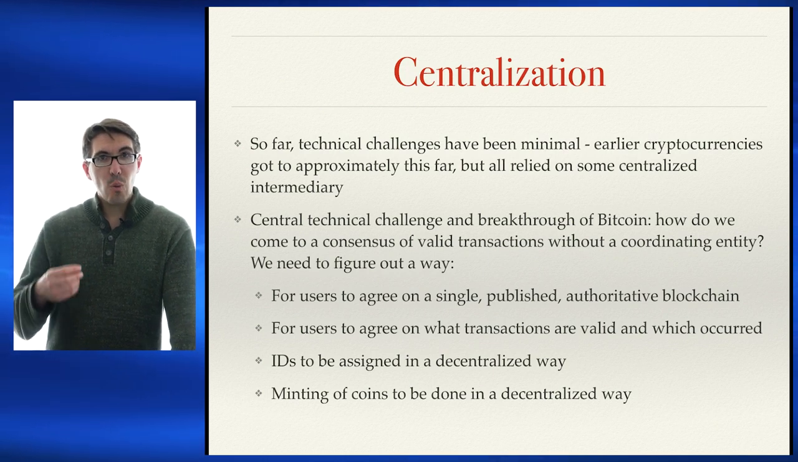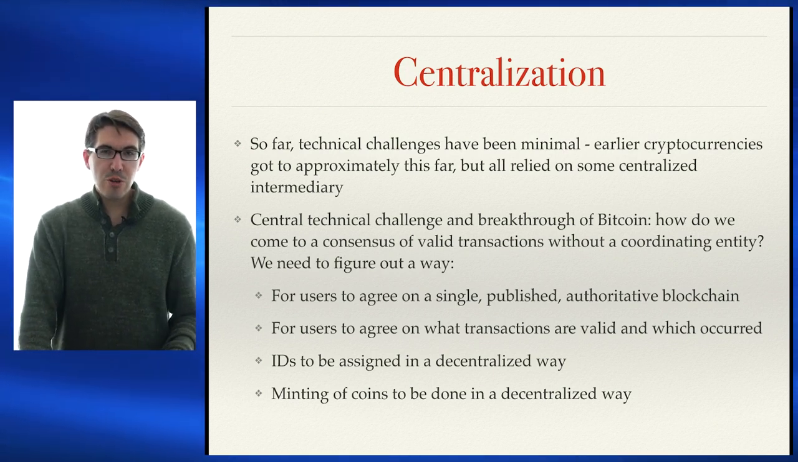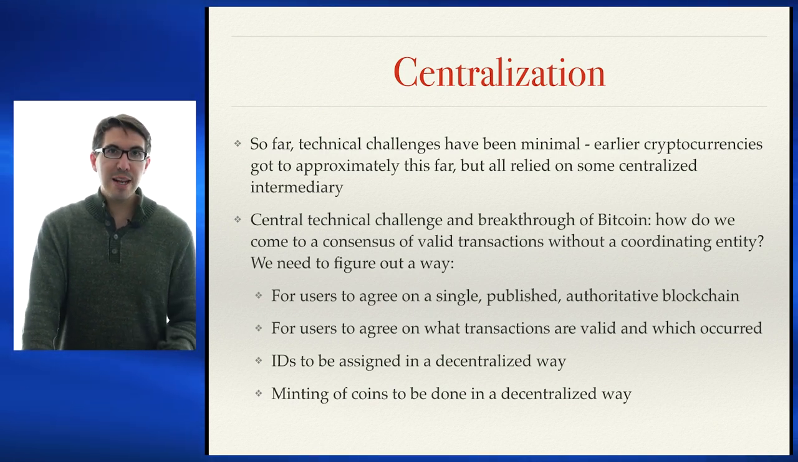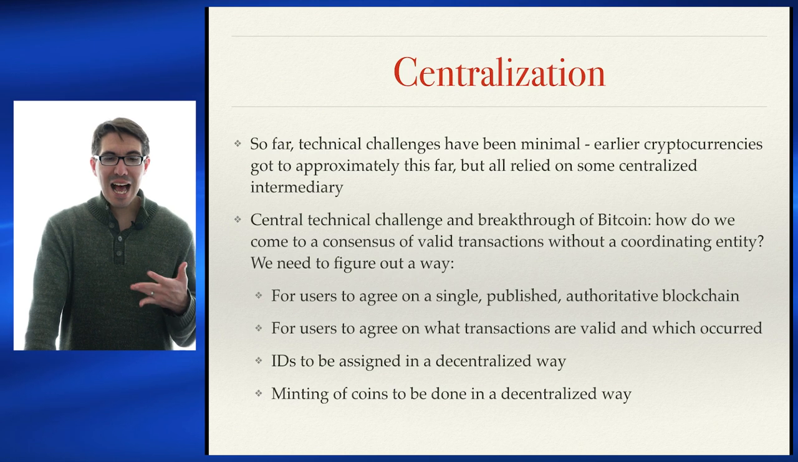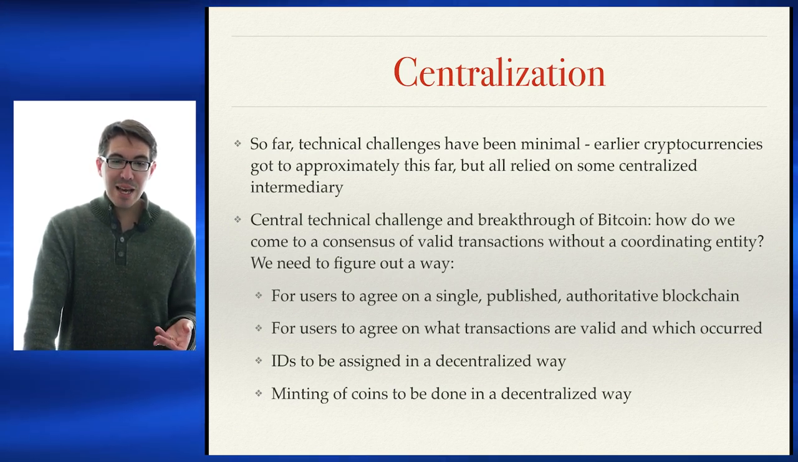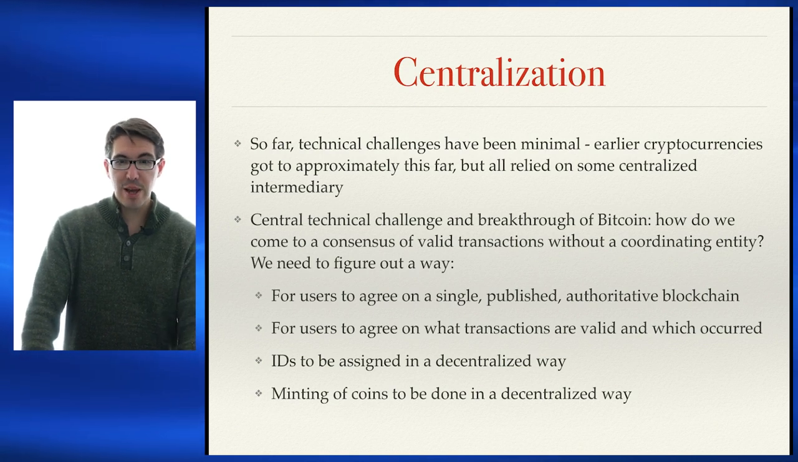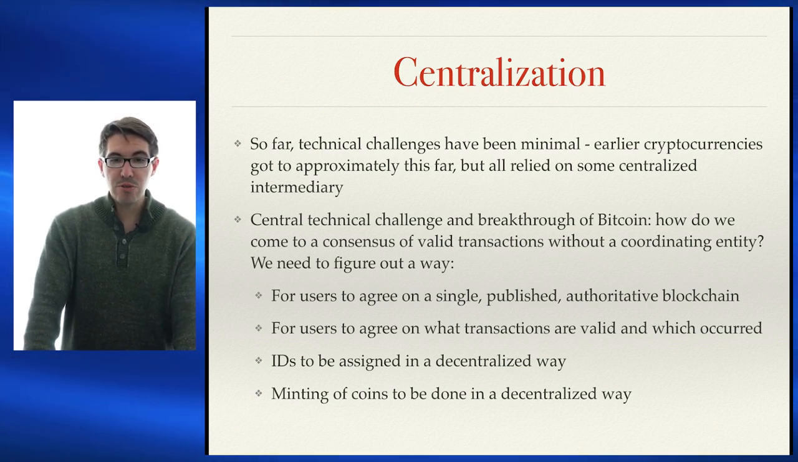In order to do that, what Bitcoin had to do was come up with a way for users to agree on a single authoritative canonical blockchain without having a particular person or entity in charge of it. Users needed to agree what transactions are valid, which actually occurred, and which did not, a way to get IDs assigned in a decentralized way, and a way for coins to be generated in a decentralized way. How do we get coins in a fair way to users of the system? In the next lecture, we'll talk about how to take this centralized cryptocurrency that we have already discussed and turn it into a decentralized cryptocurrency that anyone can take part in and that nobody can control.